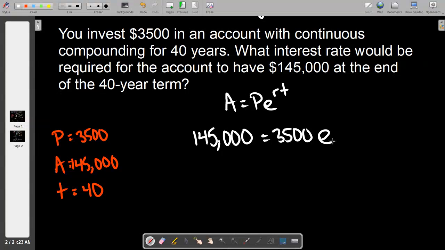In place of R, we're going to put R, and in T, we're going to put 40. So the exponent now says 40R. I don't want to write R40. Sorry, that's 40R. Please don't write that down. Fix that. I thought that came out wrong.